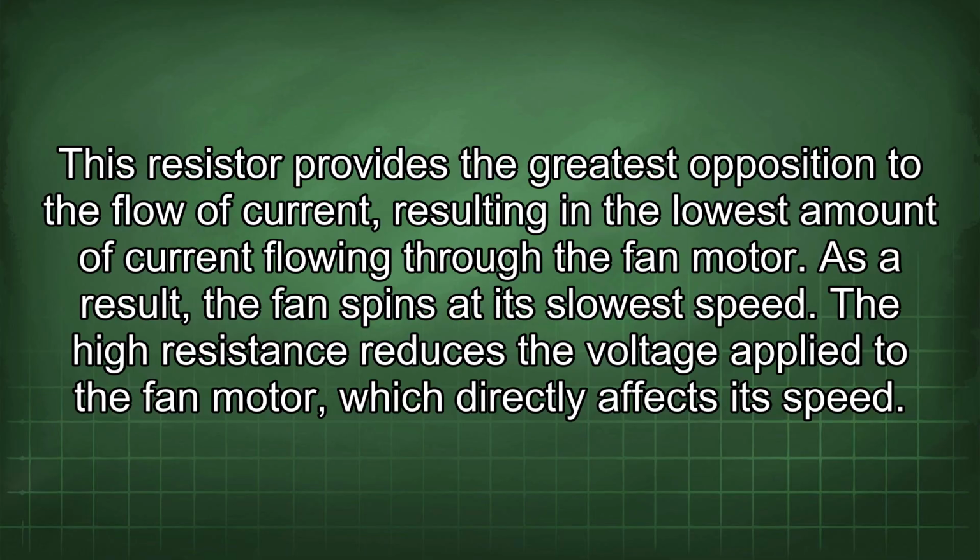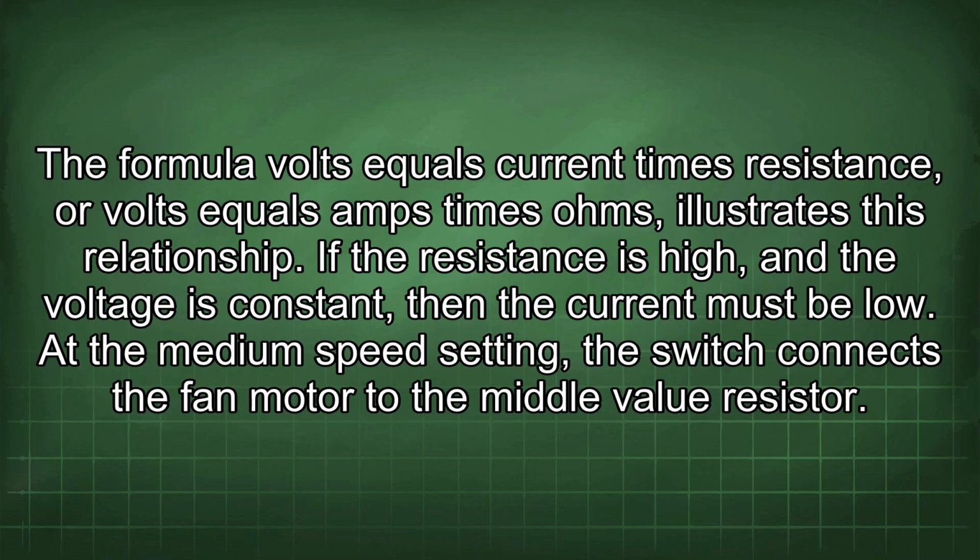The higher resistance reduces the voltage applied to the fan motor, which directly affects its speed. The formula volts equals current times resistance, or volts equals amps times ohms, illustrates this relationship.